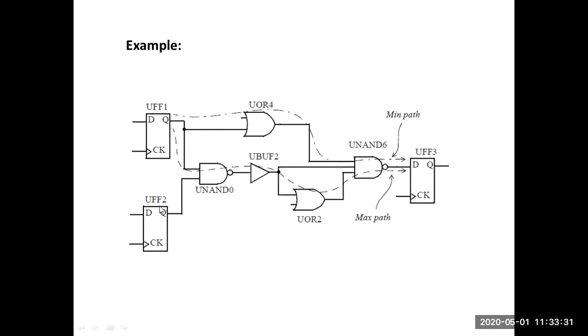Similarly, for this flip-flop, the output is connected through this gate, this gate, this gate, and this gate. This node is connected to this node through this path, so it only has a single path. This is how we define the min path and max path. The max path consists of the maximum number of gates, and the min path has the lesser number of gates.